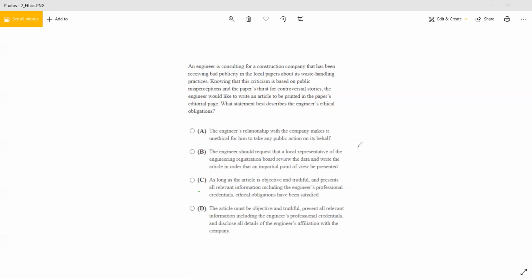Let's look at A as well. The engineer shouldn't take any public action because of the relationship with the company. It's unethical. Well, if you're working for the company, it should be ethically okay for you to clear up misunderstandings people have about it. So A also is out. C was out as well. So now we have B and D.